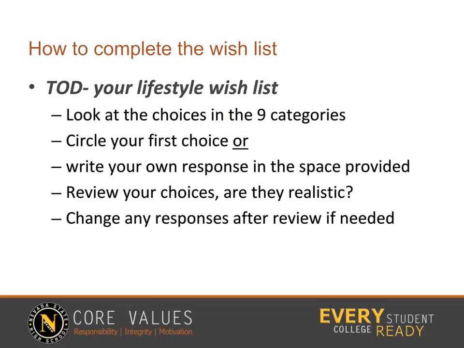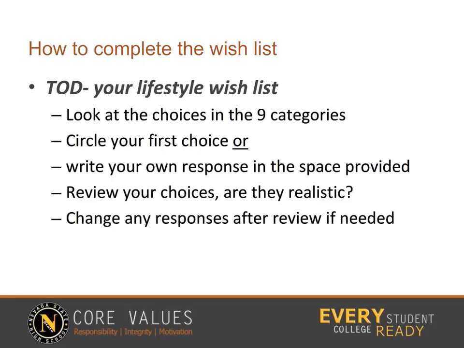Let's go over the directions for your wish list or TOD. Step 1, get out your Lifestyle Wish List and put your name on it. Look over the 9 categories. Each has 4 choices and an additional space for you to write in your response if needed. Step 2, circle your first choice for each category or write your own unique response in the space provided. Step 3, review your choices. As you look them over, ask yourself if these are realistic choices for your life plans. If needed, make any changes that would make your wish list more accurate and realistic.